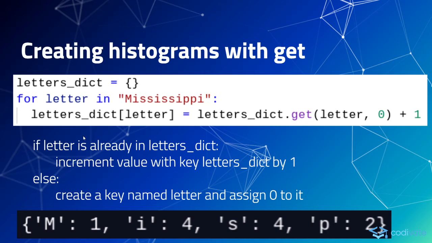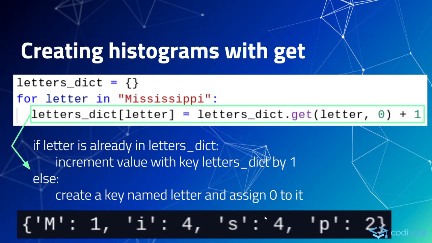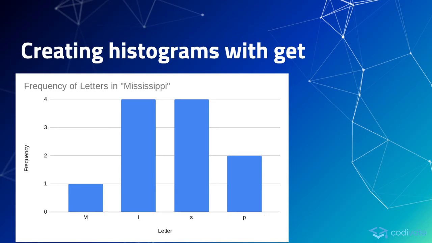So this is basically the process it uses, summed up in a nice way. If the letter is already in letters_dict, we increment whatever its value is by 1. Otherwise, we create the key and assign 0 to it, and then we add 1. Once we run through the code and print this letters_dict, this is how it would look. The key M has a value of 1, the key I has a value of 4, the key S has a value of 4, and the key P has a value of 2. This is very similar to the histogram that we had here.